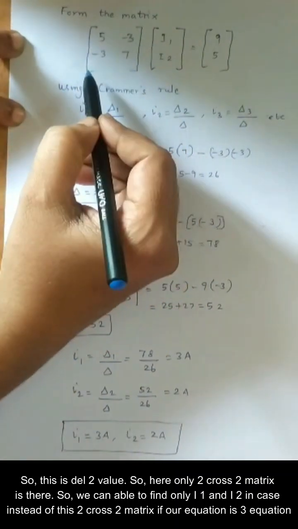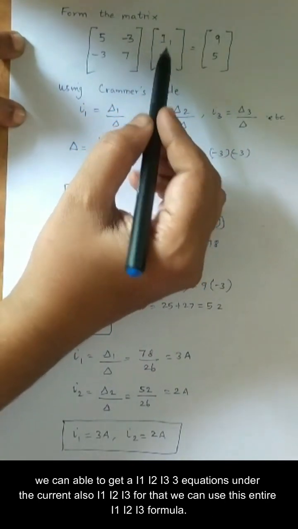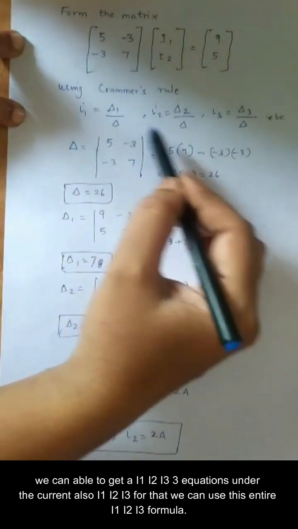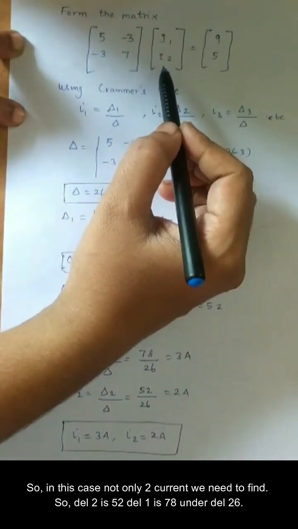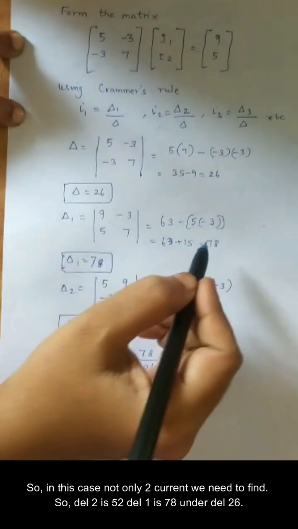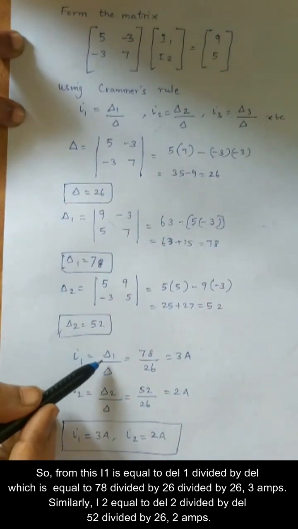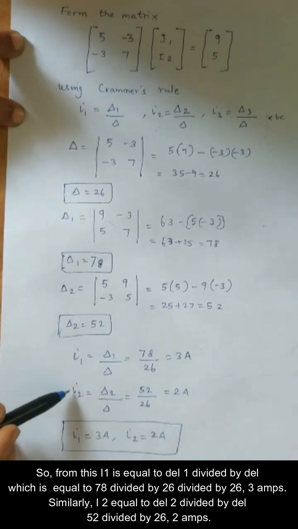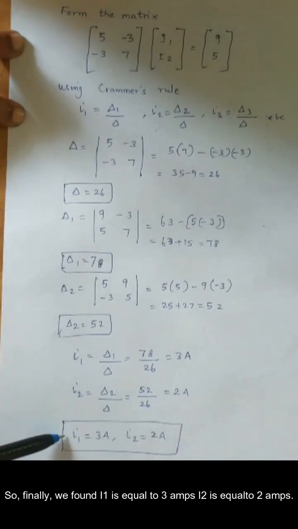In case, instead of this 2 cross 2 matrix, we have 3 equations and the currents are I1, I2, I3, then we can use the entire I1, I2, I3 formulas. In this case we only need to find 2 currents. So del 2 is 52, del 1 is 78 and del is 26. From this, I1 is equal to del 1 divided by del, which is 78 divided by 26, 3 amps. Similarly I2 equal to del 2 divided by del, 52 divided by 26, 2 amps. So finally we found I1 is equal to 3 amps and I2 is equal to 2 amps.